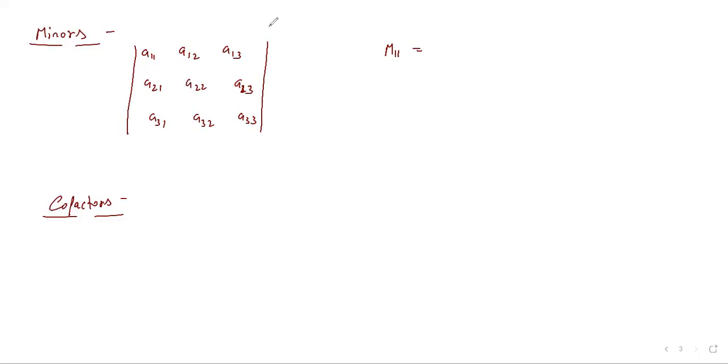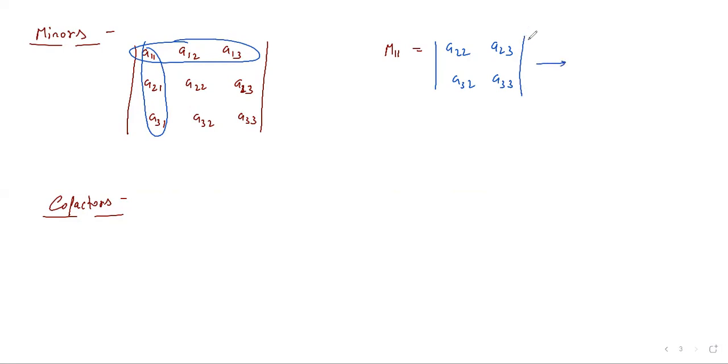So I am finding the minor M11, that is for this position. If we are finding the minor for this one, then we will hide this row and this column, and the resulting elements are A22, A23, A32, A33. We will take out the determinant of the remaining part. This is the minor for A11, that is, minor for 11.